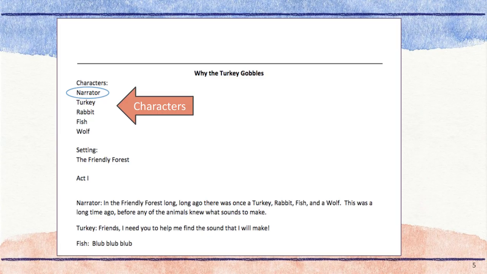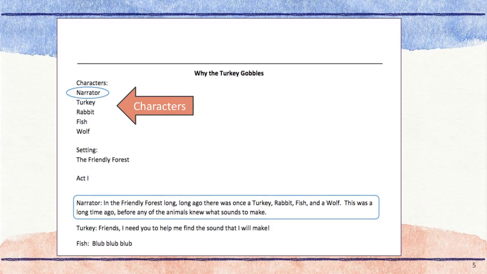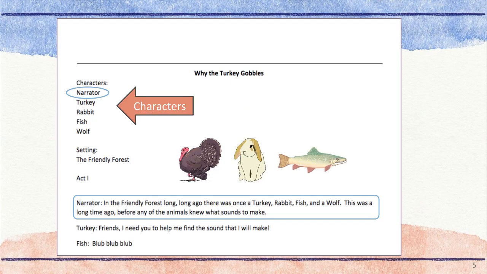Narrators are the characters in the play that are the ones actually telling the story. They often explain what is going on in the beginning of the story and help the audience understand who the characters are and what is happening. For example, in this script, the narrator introduces the story by telling the audience, "In the friendly forest long, long ago, there was once a turkey, rabbit, fish, and wolf."